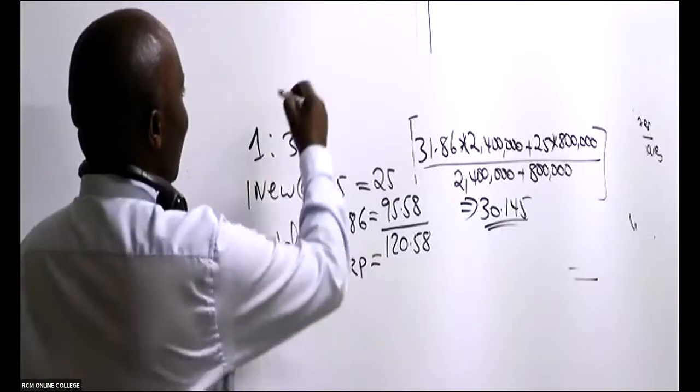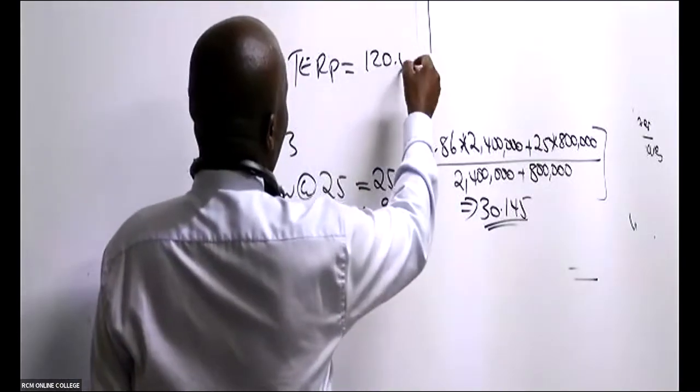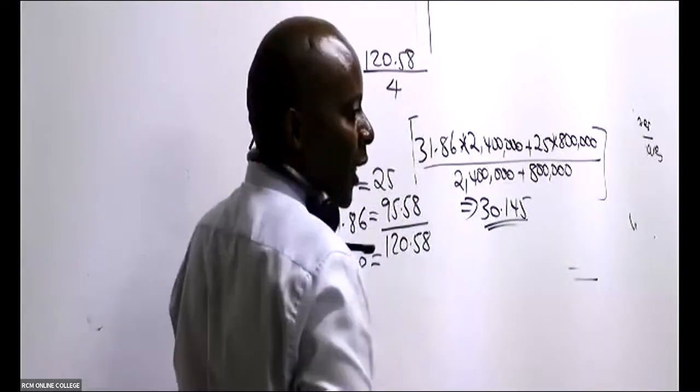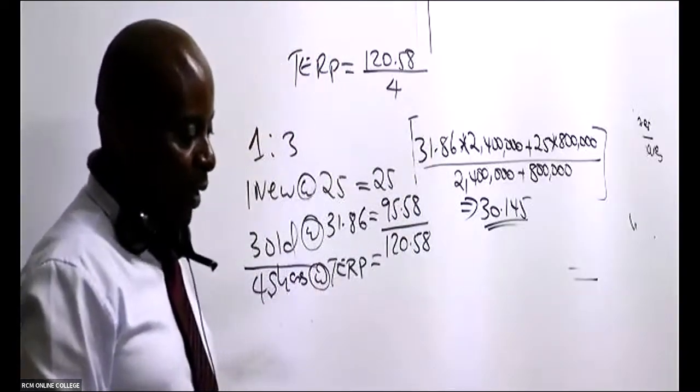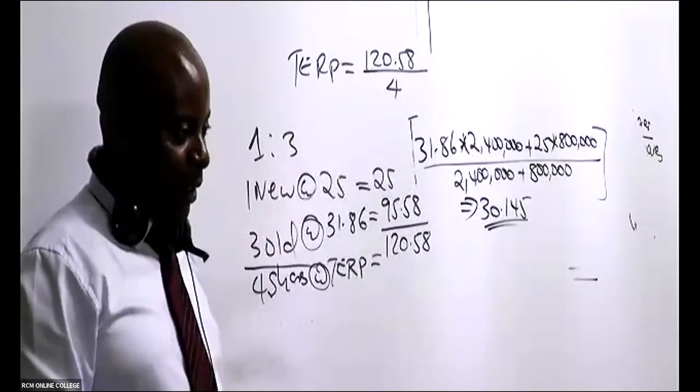So meaning that the TERP, if you make the subject of the formula, it will be 120.58. You divide this by how many shares? By 4 shares. 120.58, divide this by 4 shares. Shall we get the same answer?